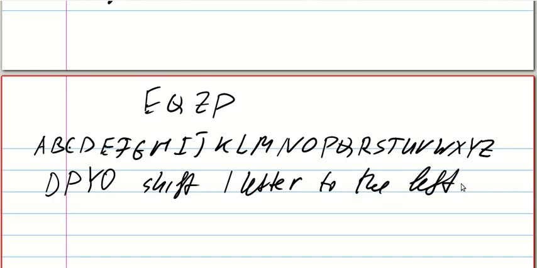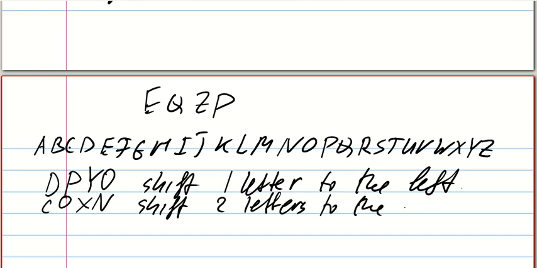And then we do two letters to the left. So two letters to the left would be C for E, because we move two letters, D and C. For Q, it's going to be O. Then for Z, it's going to be X. And for P, it's going to be N. So this is shift two letters to the left. So first word does not make sense, second word does not make sense, but if we do it 25 times, one of these will make sense.